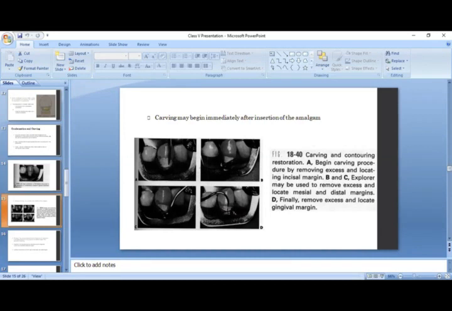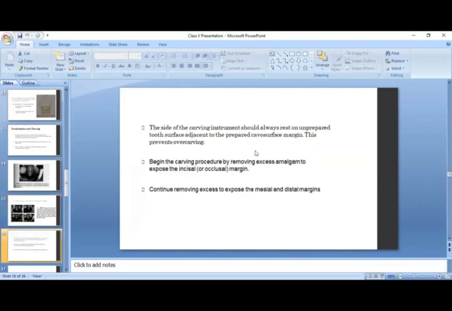Is unprepared or it is not filled with the restorative material. So we are supposed to start like this in that area or in that area. We are not supposed to rub our instrument on the restorative material. So we start our carving from the side, and the carving instrument should always rest on the unprepared tooth surface.